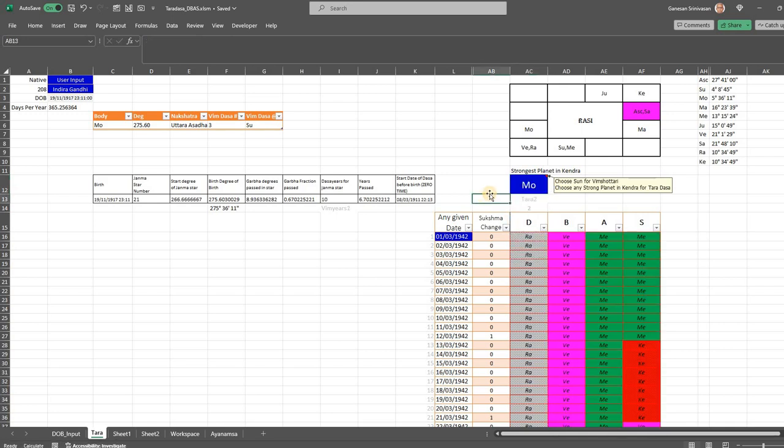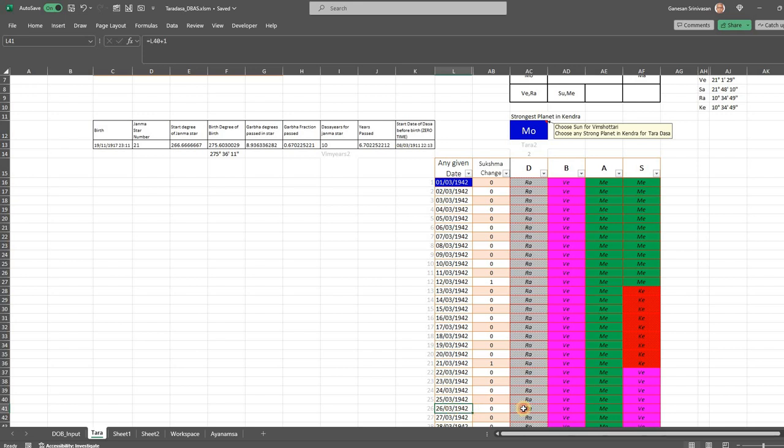So let us identify different events in her life when things happen for her. Her marriage took place on the 26th of March 1942. So that's what I have chosen here, 1942 March. Some 26th would be coming here. She got married in Rahu Dasa, Venus Bhukti, Mercury Antara and Venus Sukshma.